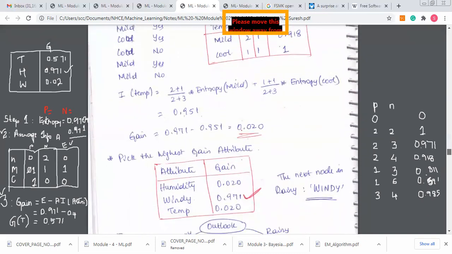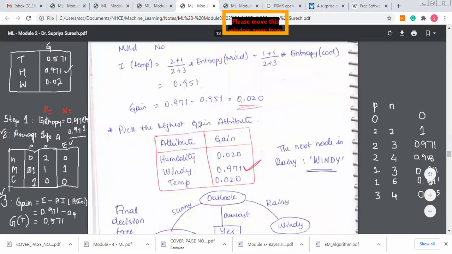Once I did it for everything, I get my values like this for humidity, windy and temperature. I saw that windy has the highest gain value. So my next node is going to be windy. From here, outlook with respect to Rainy, I'm going to consider the windy term. Windy is 0.971. So I get this value over here.